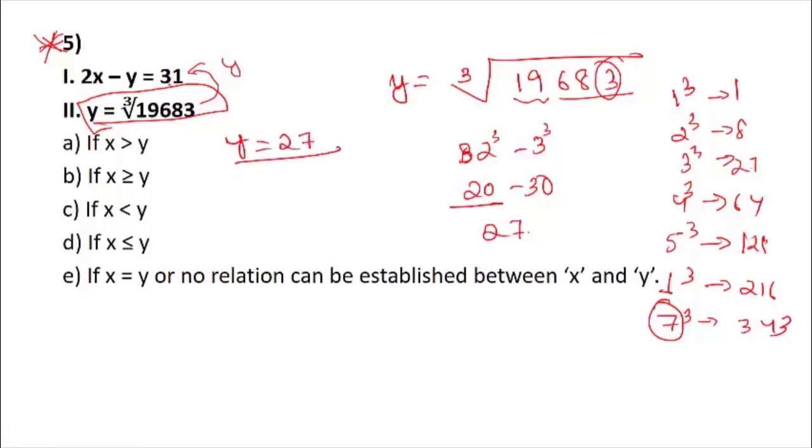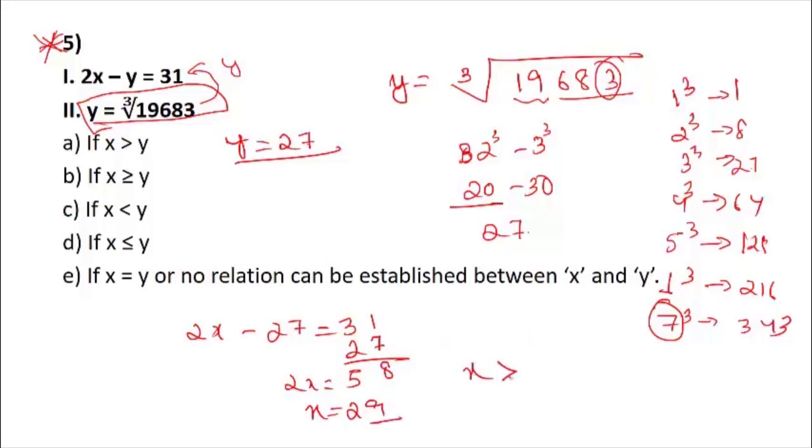What we have to do now is get the value of x. So what we'll do here is 2x minus 27 is equal to 31, 8, 5. Then this would be 2 times 9, 29. So what we have here is x is greater than y. Where is it? A. So you could take the answer to be A.